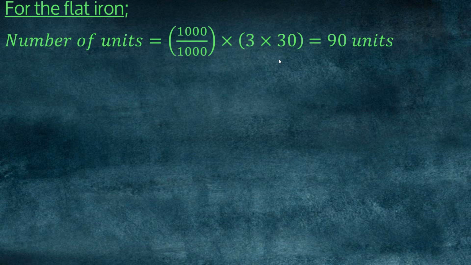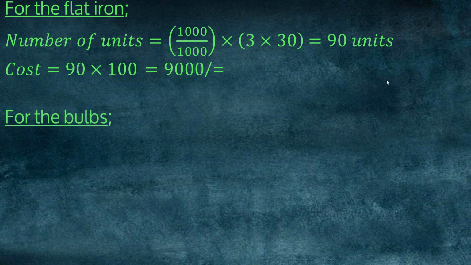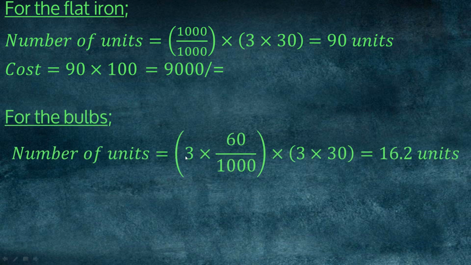1000 watts. So if it's rated 1000 watts, that means that's 1 kilowatt anyway. Get this power times the total time. So remember, there are 3 hours each day for the 30 days. So you end up with 90 units. And the cost here will be 90 times 100, you get 9,000. For the bulbs, there are 3 bulbs. Each is rated 60 watts. Convert the 60 watts to kilowatts by dividing by 1000 times the total time in hours, and you get this.